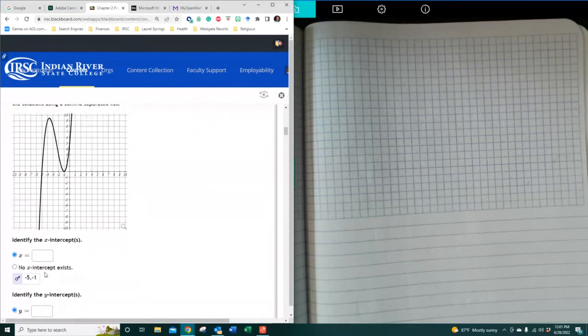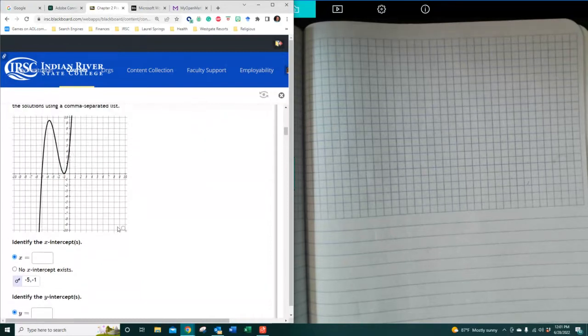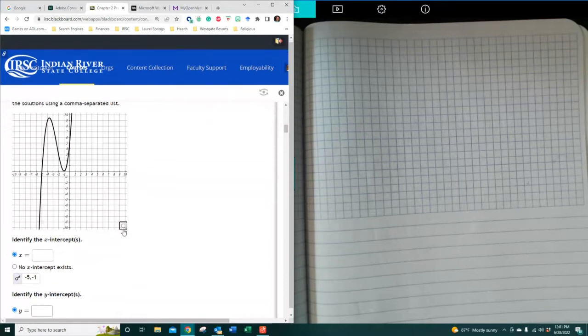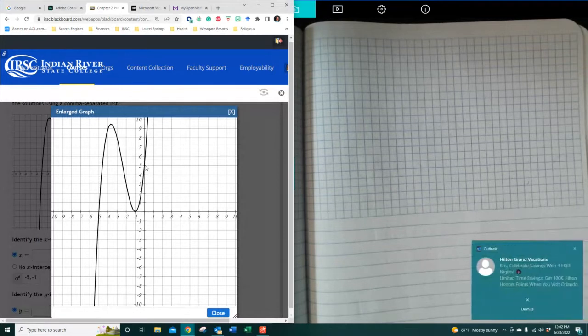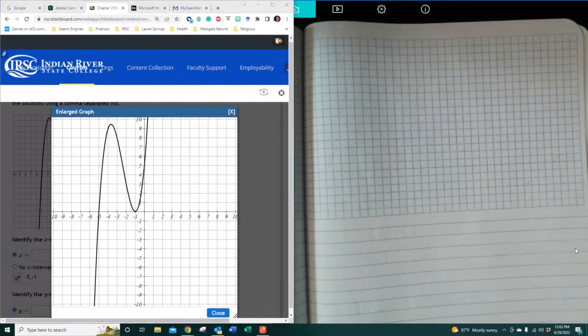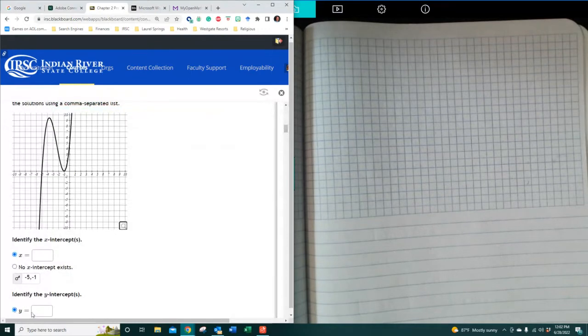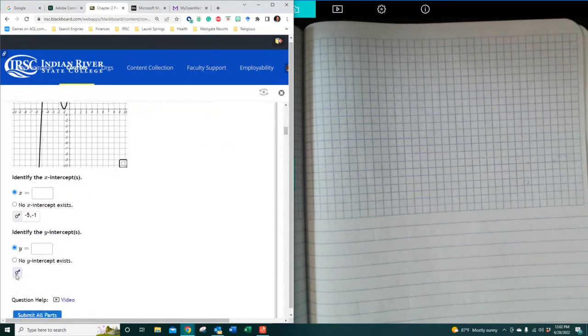Now, for the y-intercept, where it's crossing over: if you can't see it, you can always blow it up, all right? And you can see that it's clearly going over 5. Now, 5 is the answer that we're looking for. We just close that out, and we would answer 5 for that. Okay, that should be really easy for you to identify and answer.